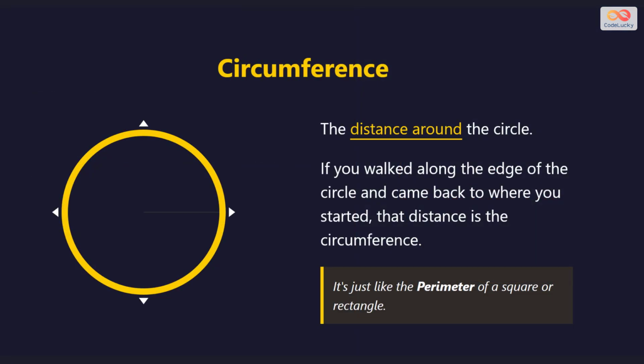Now, imagine you are walking along the edge of the circle. The total distance you would travel to get back to your starting point is called the circumference. You can think of this as the perimeter of the circle.